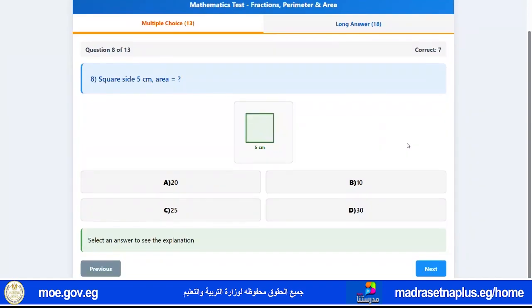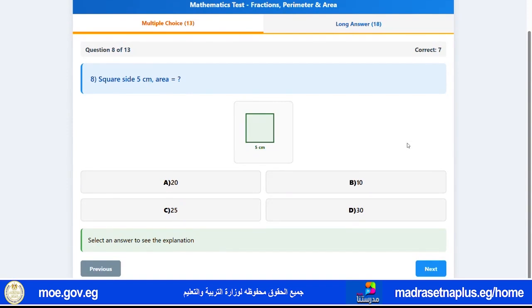Next one, we have a square. I need to get the area of a square when its sides equal what? 5 centimeters. So let's check something about a square. A square is a polygon. It consists of four sides. All sides are the same and all angles are the same. Okay, so what about the area of a square? Side times side, or side times itself.